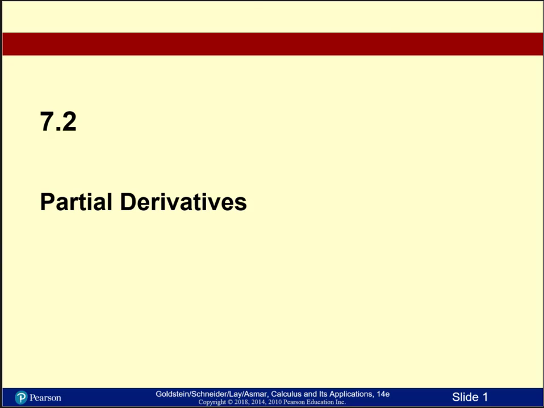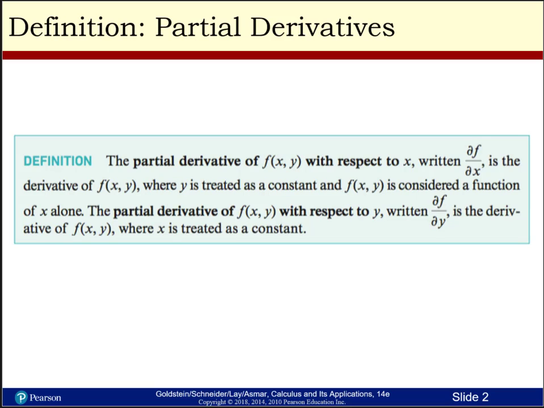We're covering partial derivatives. The first thing we need to do is look at the definition of a partial derivative, and that is the partial derivative of f of xy with respect to x, written as the partial of f with respect to x, is the derivative of f of xy, where y is treated as just a constant, and f of xy is considered a function of x alone.